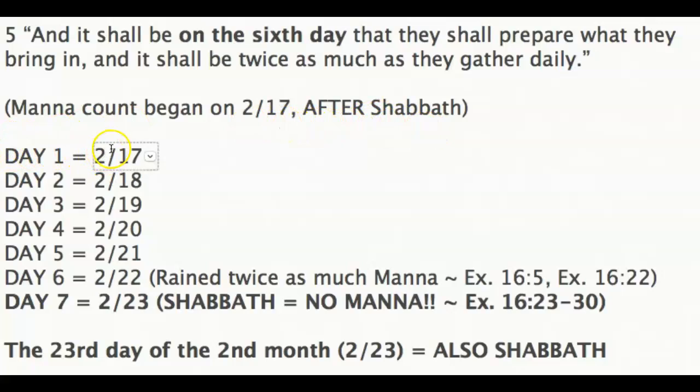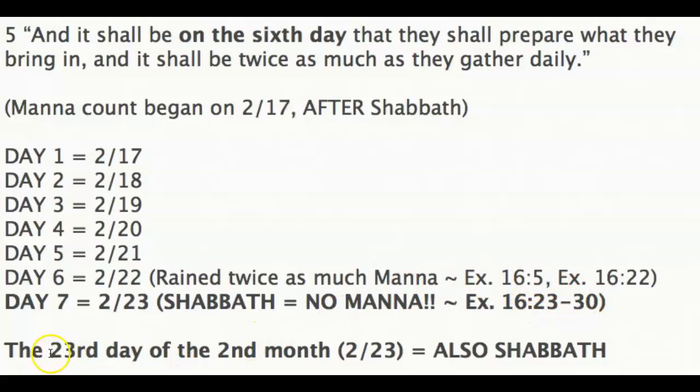So day 1 would place us at 217, day 2 of the manna account would be 218, day 3 would be 219, day 4 would be 220, day 5 221, day 6 222, and this is the day, the 22nd day of the second month, when it rained twice as much manna according to Exodus 16:5 and Exodus 16:22. And then day 7, the Shabbat, was on 223, the 23rd day of the second month, when there was no manna at all according to Exodus 16 verses 23 through 30.